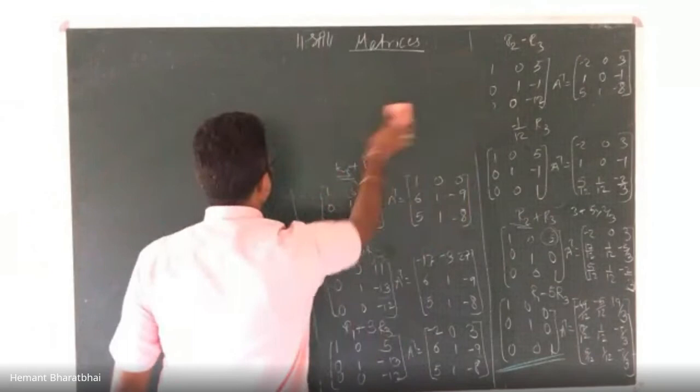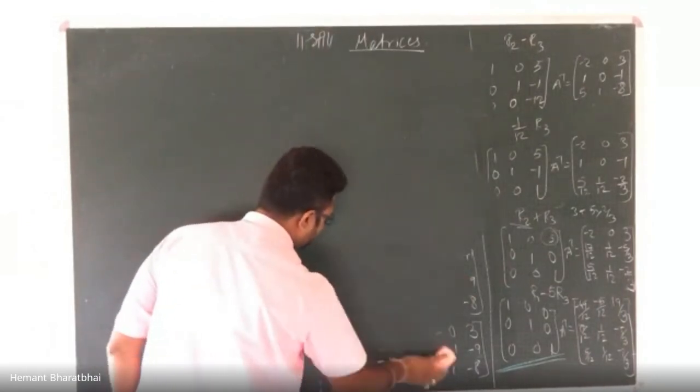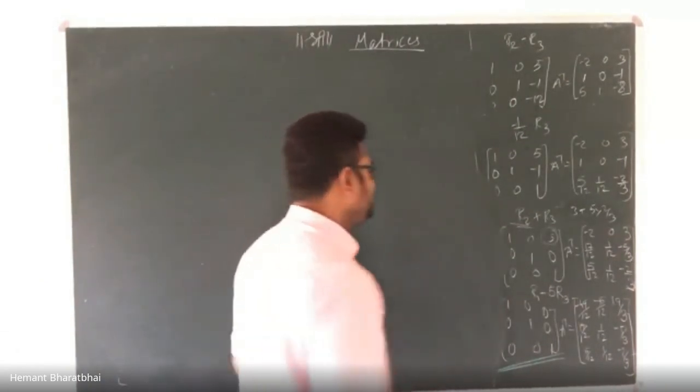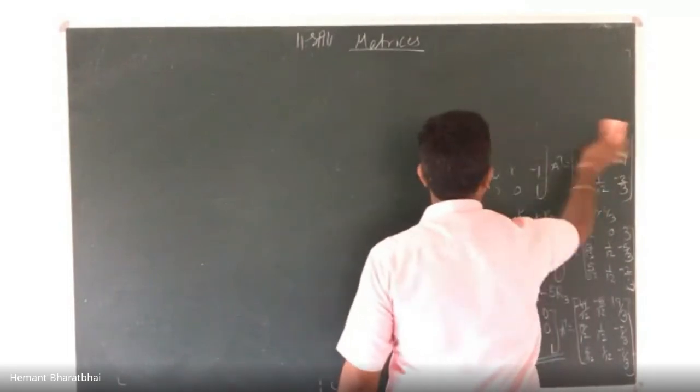So we have seen upper triangular matrix which is called as an echelon form, and we have seen this which is called as the normal form, and which is a very tedious and a long method for finding out the inverse of a matrix.